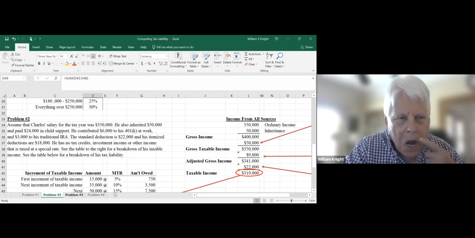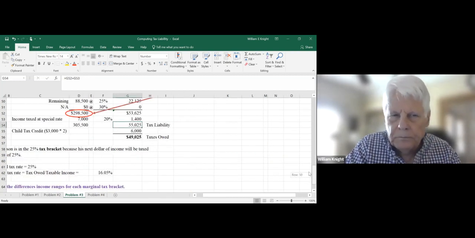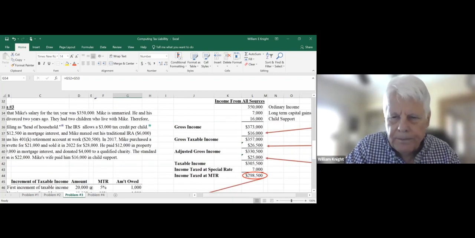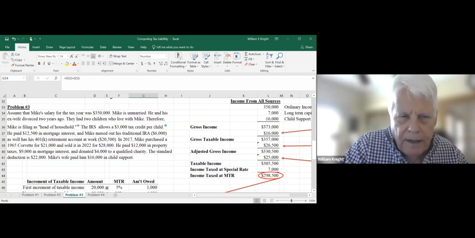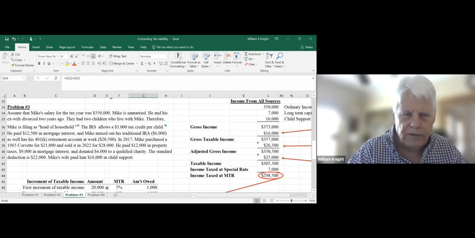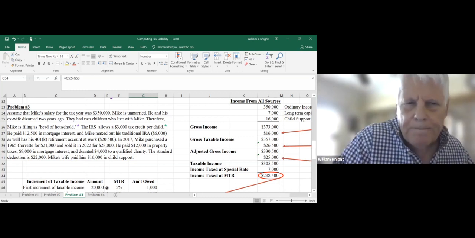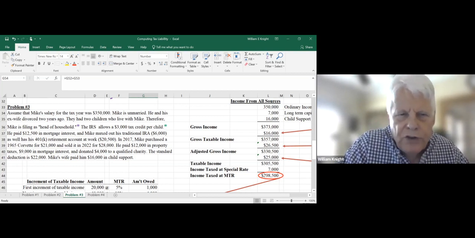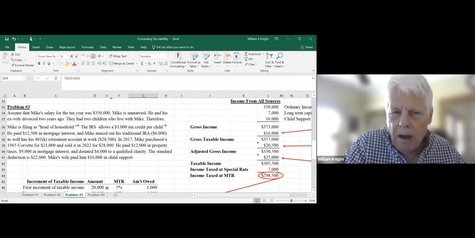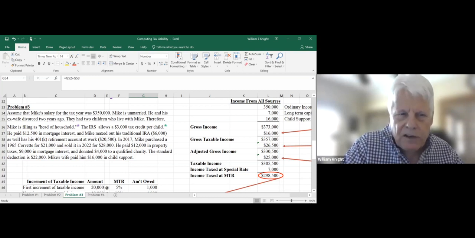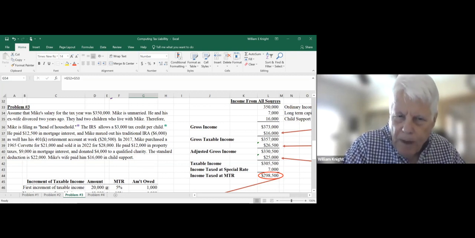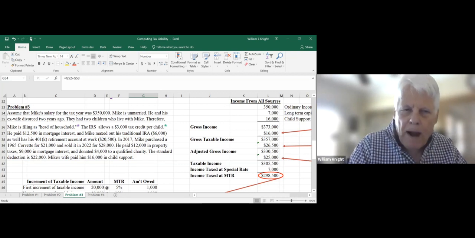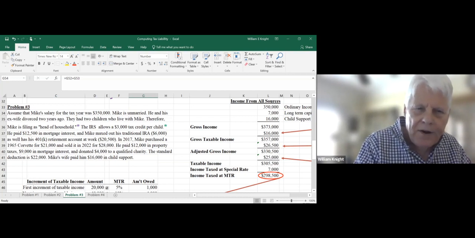Let's go to problem number 3. Let's read the scenario here. Here's a different guy. Assume that Mike's salary for the tax year was $350,000. I don't know why I have a hang up of $350,000. But anyway, assume that Mike's salary for the tax year was $350,000. Mike is unmarried. He and his ex-wife divorced 2 years ago. They had 2 children who live with Mike, and therefore Mike is filing as head of household.